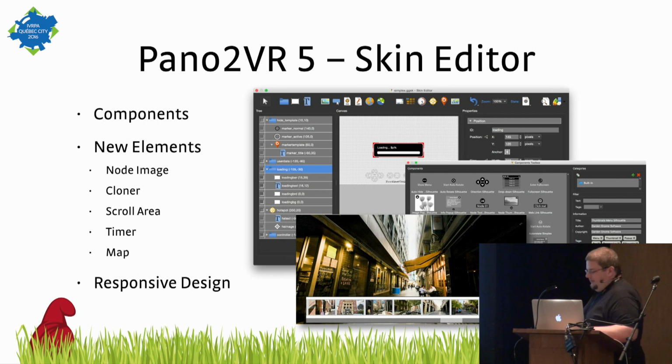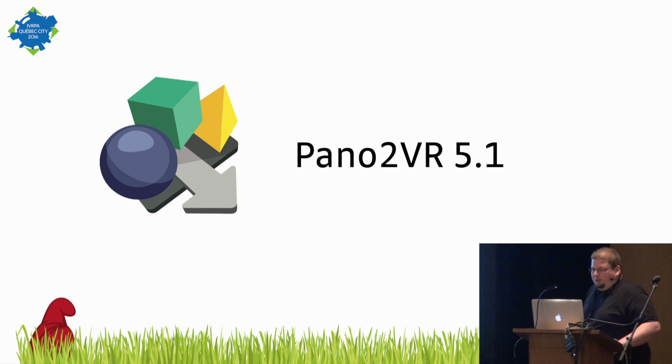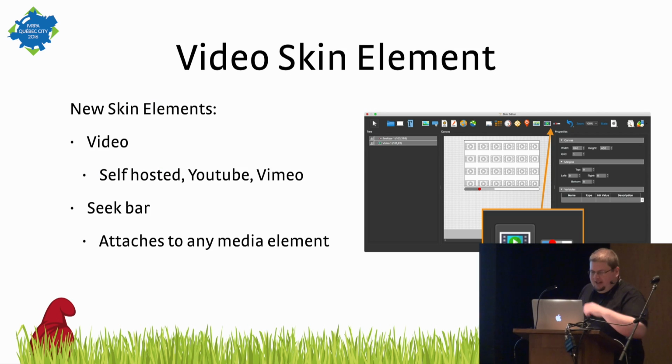This is available now. So I want to give you an outlook for version 5.1. The first one is a video skin element. You will be able to have video elements natively in the skin. You can have self-hosted videos, YouTube videos, and Vimeo show up in the skin, and we also added a seek bar, so you can scrub around, and the seek bar can attach to any element. So it can attach to the background sound, or an embedded video, or a video panorama.